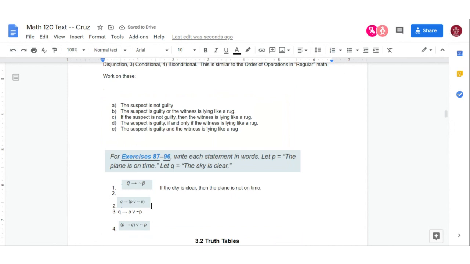Let's see if this fixes it. There we go. All right. So, does that sound good? If Q, then not P. If the sky is clear, then the plane is not on time. See, again, we're demonstrating what I told you about: they defined P and Q as the positive on both of those statements. So when we write the statement that has a negation in it, then we make that translation. Okay?